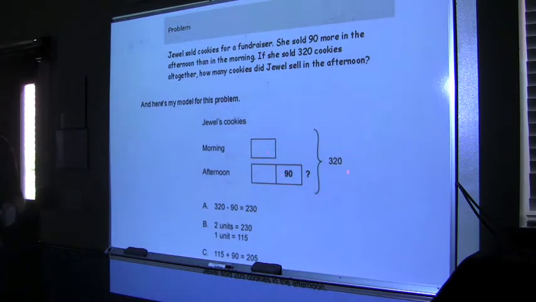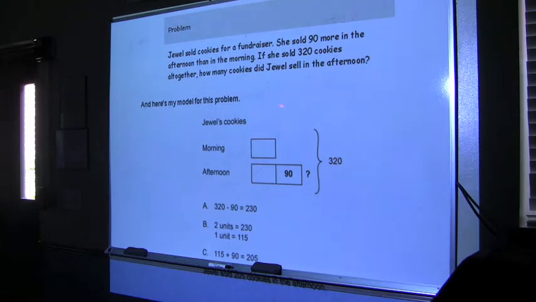That means altogether. Matter of fact, that was one of the methods we had in that class last week. Do you remember? Yes. And this meant you had to include everything. Dependency: if it didn't depend upon both of them, you couldn't put it in a bracket. You had to put it in a list. Well, that makes sense here. This includes both of them. They're going to be 320. So if she sold 320 cookies altogether, how many cookies did Jewel sell in the afternoon?